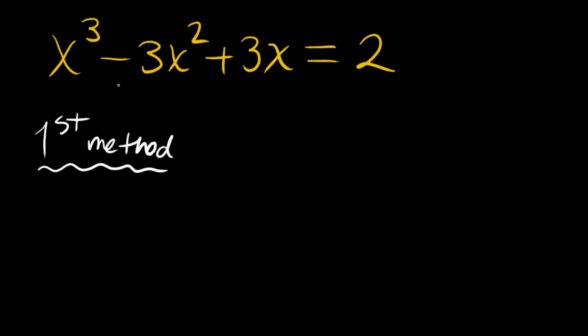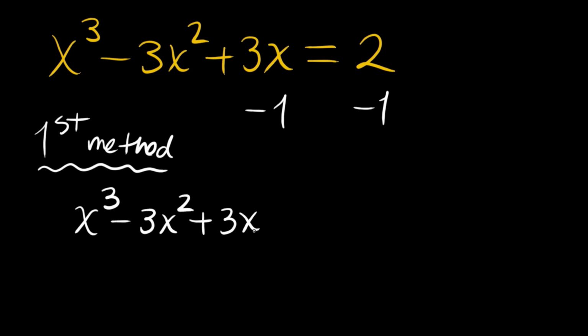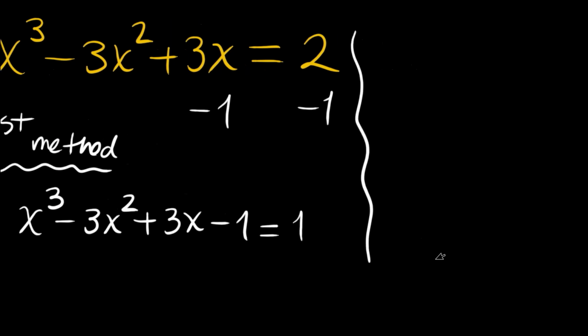This x cubed minus 3x squared plus 3x with a negative 1 will become the binomial expansion of a cube. Let's write x cubed minus 3x squared plus 3x minus 1 becomes 1, and this left hand side is the binomial expansion of x minus 1 all cubed. This is x minus 1 all cubed, and the right hand side is 1 now.